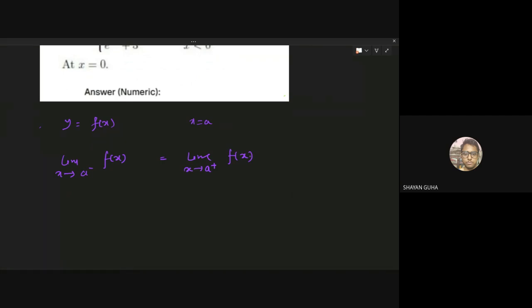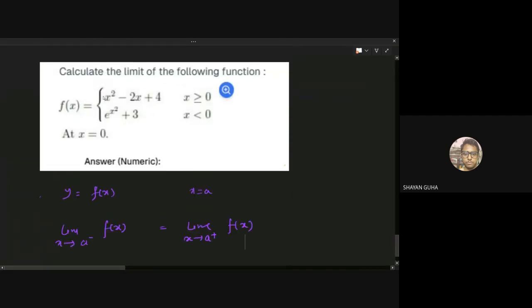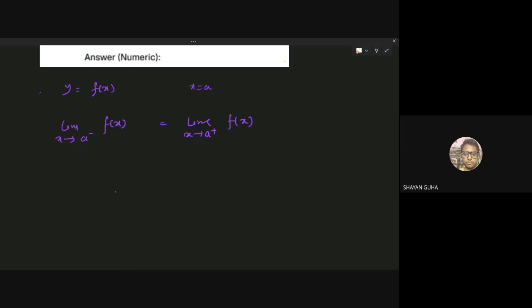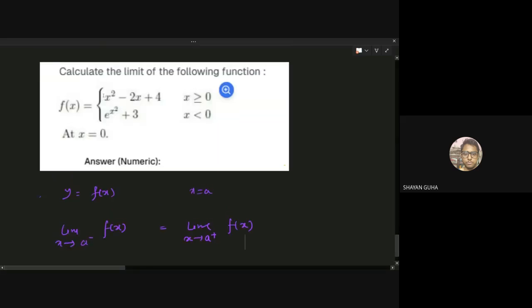So here I have to check for the limit at the point x equal to 0, and according to my given function, the function takes the value x square, this quadratic value, when the value of x is greater than or equal to 0, and this exponential expression when the value of x is less than 0.